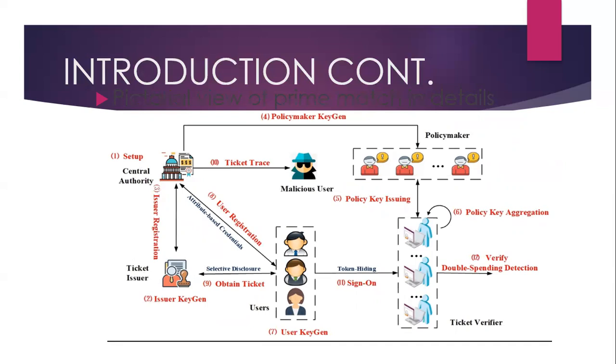Here we can use the authorities: whenever a user registers, we provide attribute-based credentials. And we have policymaker key generation too. The policymakers issue the policies and transfer them to the ticket verifiers. Here they check the policy key aggregation and also verify double spending detection whenever they sign on. So this is the clear information about this topic, as shown in the flow chart.